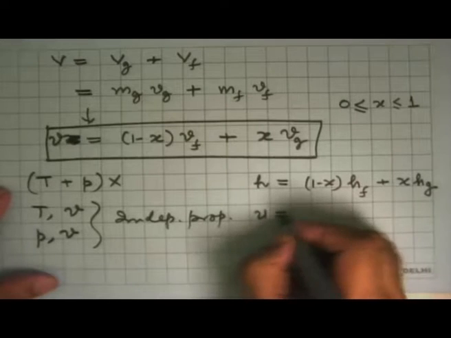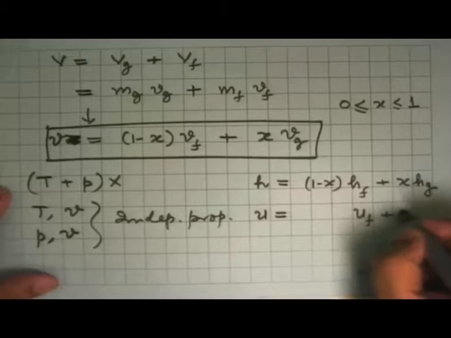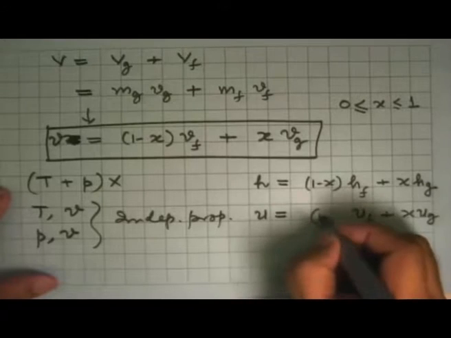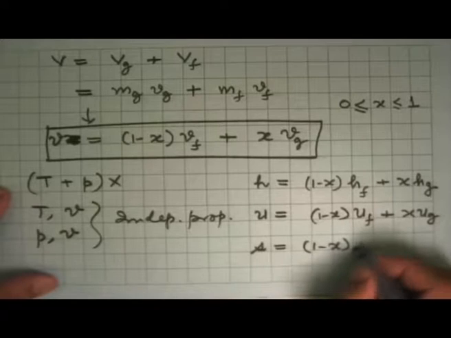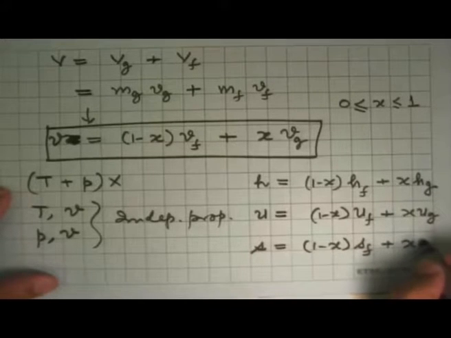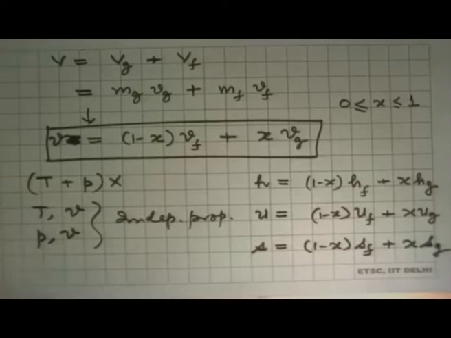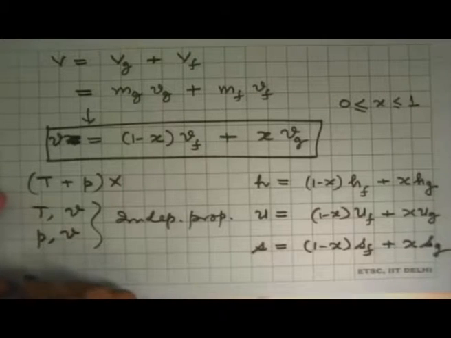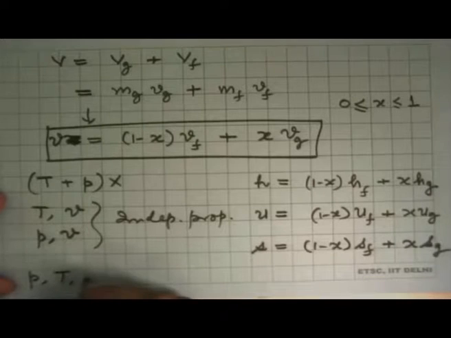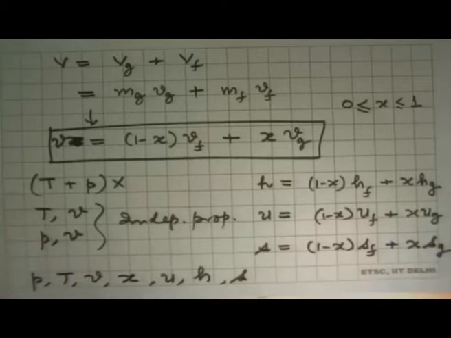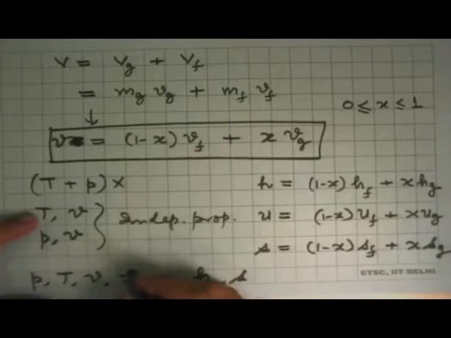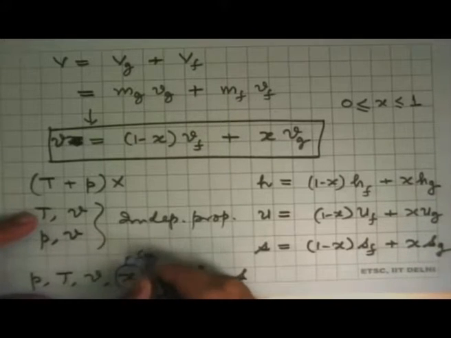Specific internal energy, you do exactly the same thing. Specific entropy, we do the same thing. So we have come to a point now where I had independent properties called P, T, v, and now we have added X, u, h, s to that. And what we have said is that any two of these is applicable only for the saturated state.